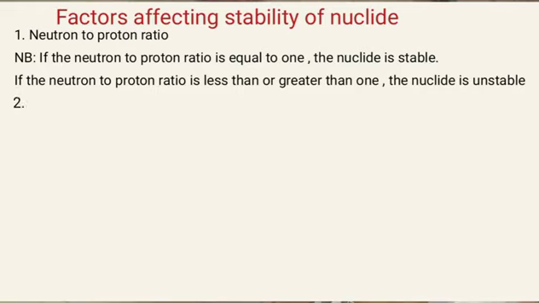Now, factor number 2 is mass excess. If the mass of the nuclide is excess, then it means that the nuclide is unstable. Therefore, it is likely to undergo radioactive decay. Then factor number 3 is amount of energy released. If the amount of energy released is high, then that nuclide is going to undergo radioactive decay.